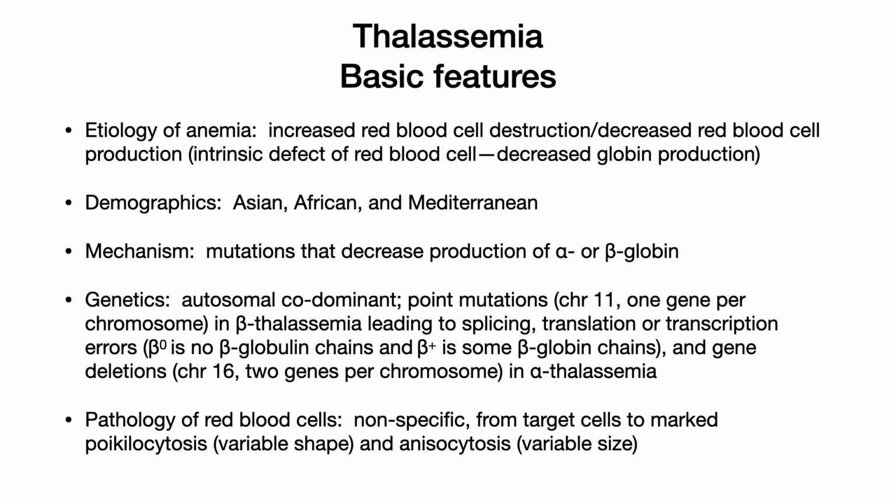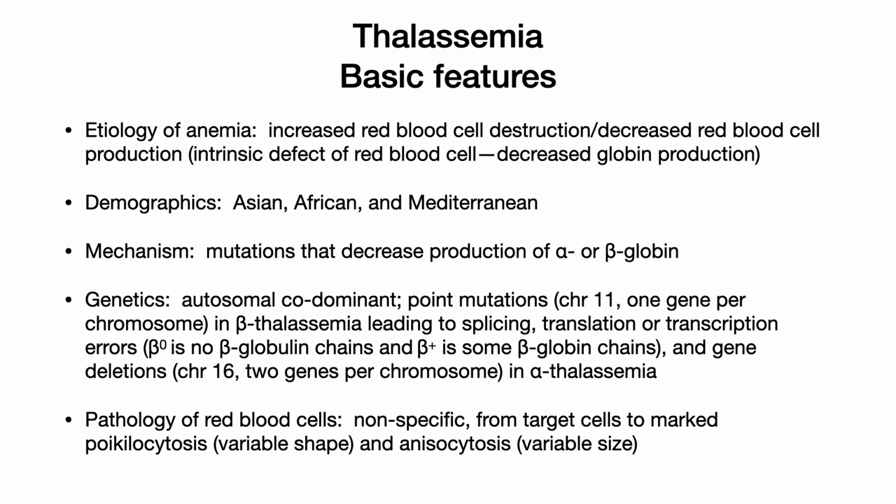And they use nomenclature for us. Beta with a 0 superscript is no beta globin chains are produced by that gene, and beta with a plus sign is that some are produced. So you can tell based upon how the mutation affects it, you're going to have a difference. And then in thalassemia, you have complete gene deletions, and there's 2 copies of each gene per chromosome on chromosome 16, so you actually lose 1 to 4 of those.